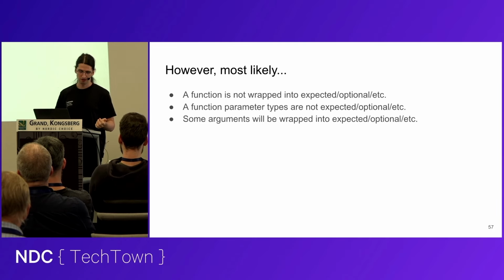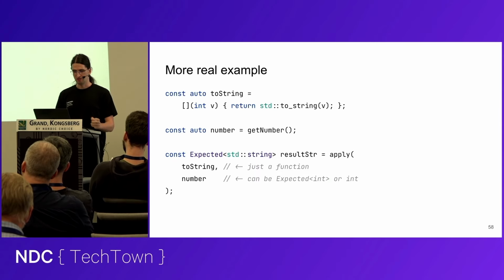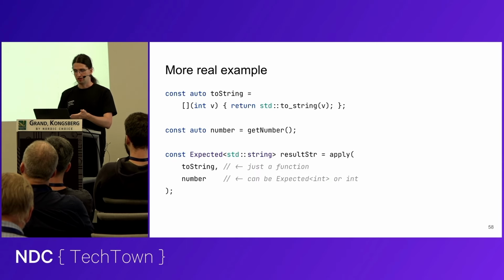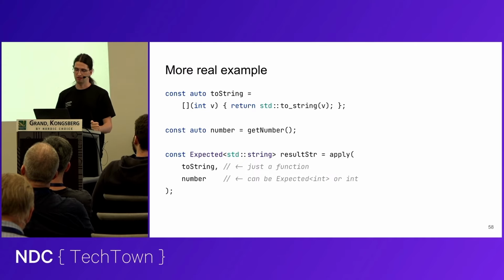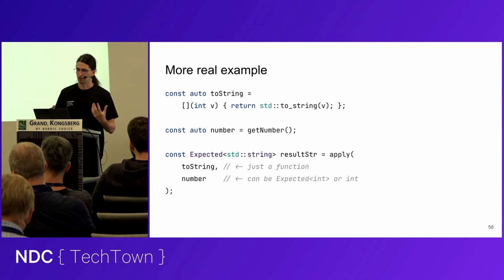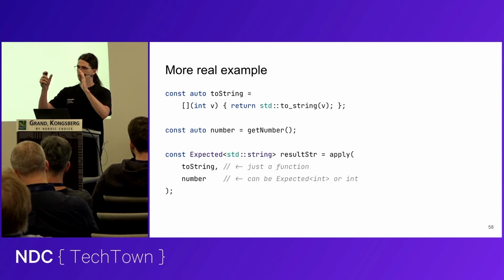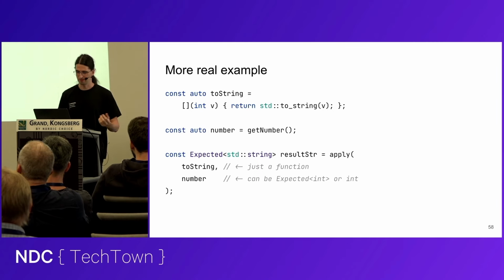And why am I talking about this case? Because it's quite a real case. For a more real example, we take the previous one: we have just a function toString that invokes toString on the number and returns expected, which we want to apply. And here toString, as I said, is just a function. And integer is an expected object, but we still want to apply, we still want to unwrap, we still want to invoke, and still want to be consistent on the result.